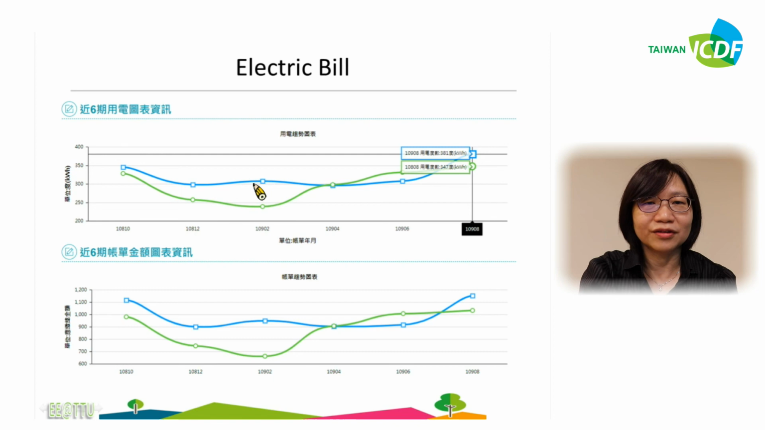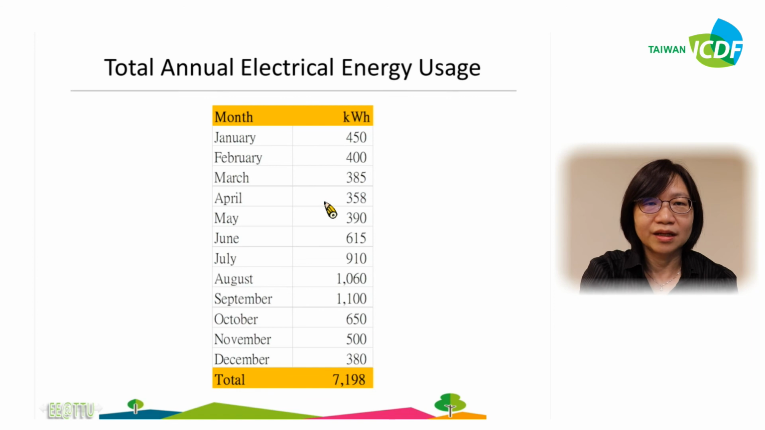Based on this information, you can calculate the annual energy use. This is the example. If you can get the monthly energy use, then you can accumulate the 12 months altogether, and you will get the overall annual energy use.